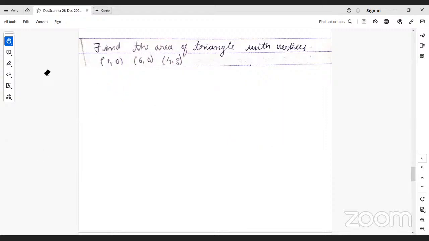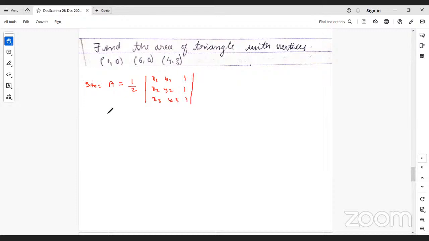So the first one is area of a triangle. We discussed the formula now. Solution: area of triangle is equal to, write down the formula first, 1 by 2 determinant of x1 y1 1, next x2 y2 1, and then x3 y3 and 1.